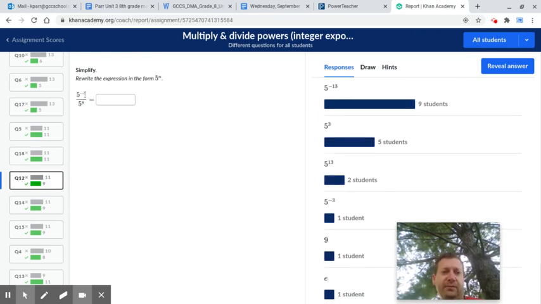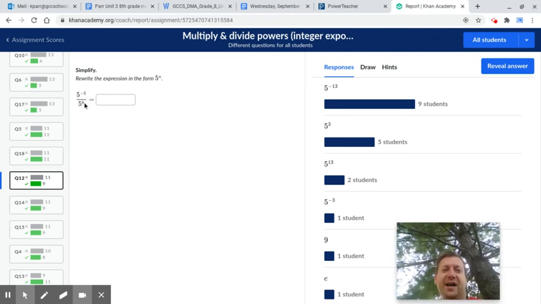Last one here, we're back to division. So when I have a fraction, I subtract negative 5 minus 8. Well, if you've got 5 negatives and then 8 negatives, that would be 13 negatives. So 5 to the negative 13.